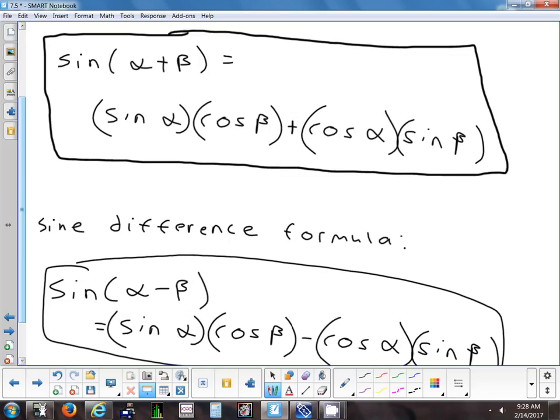So sine of a difference: sine first, cosine second, minus cosine of the first, sine of the second. And you can do all the same things with this that we did with cosine. You could figure out sine of 15, sine of 75. It's just a way to figure out sine instead of cosine.